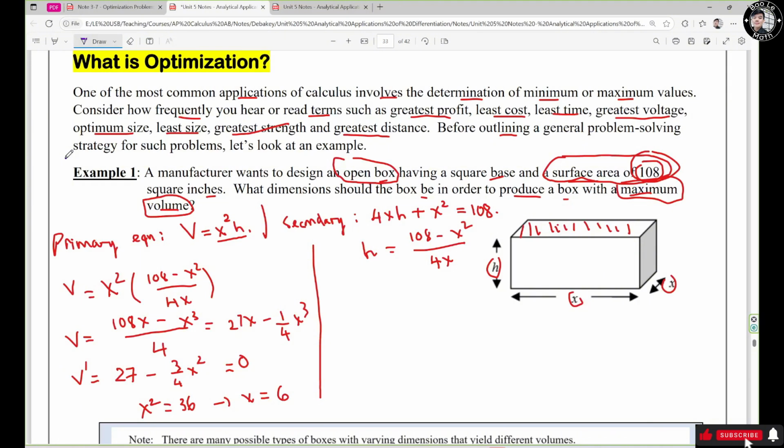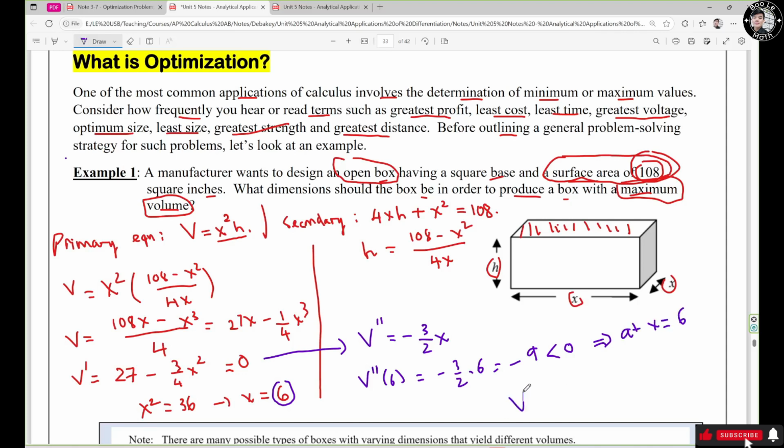Now we're going to use the second derivative test to determine the maximum value. So I have V prime right here, and I need to calculate V double prime. V double prime is negative 3 over 2 s, so V double prime of this critical number, 6, is negative 3 over 2 times 6. It's going to be negative 9, which is less than 0. So by the second derivative test, at s equals 6 the volume is maximum. And h equals 108 minus 36 over 24, which is going to be 3. So finally the dimensions are 6 by 6 by 3.